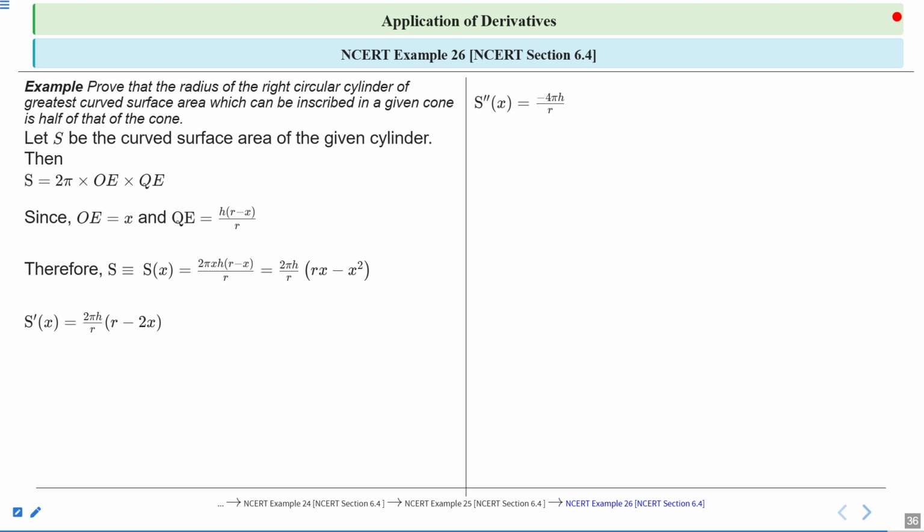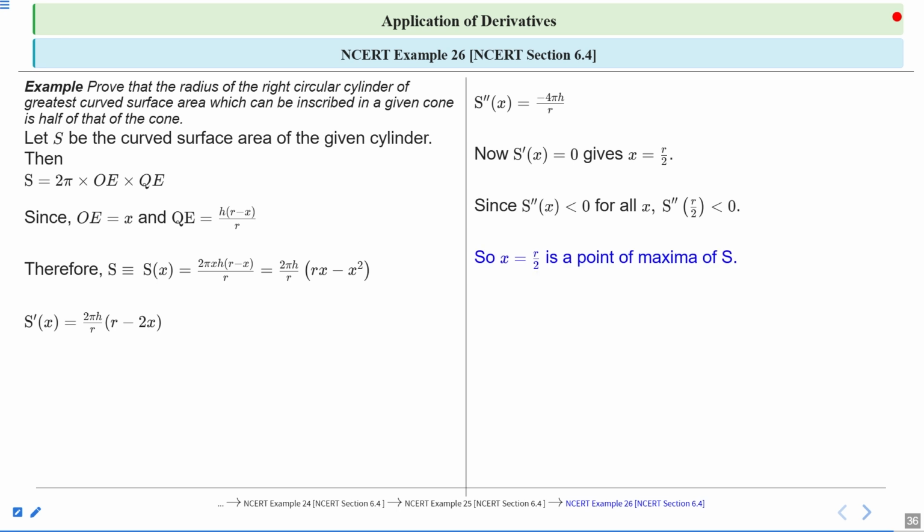So S double dash X will be equal to minus 4 pi H upon R. Now S dash X equal to 0 gives X equal to R by 2. Since S double dash X is less than 0 for all X, hence we can say that S double dash at R by 2 will be less than 0. Okay. So R by 2 is a point of maxima of S, right?